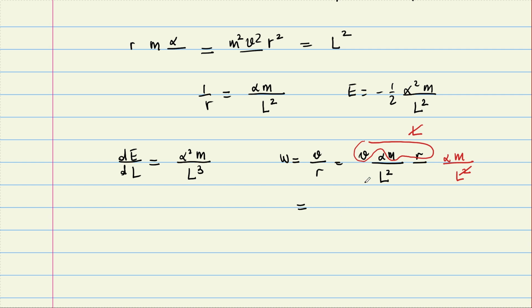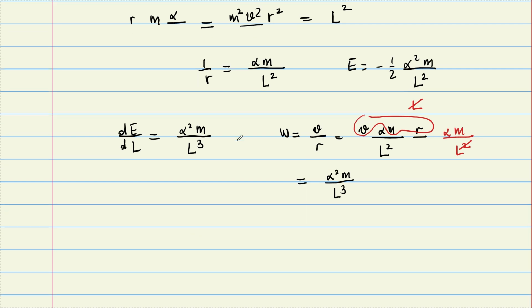omega will be what? Alpha squared m divided by L cube. Right? There's L squared here, and there's L here, and in total L cube. Alpha squared m over L cube. Good. Then you can see this side is what? This is omega. Then I can write dE is equal to omega times dL.